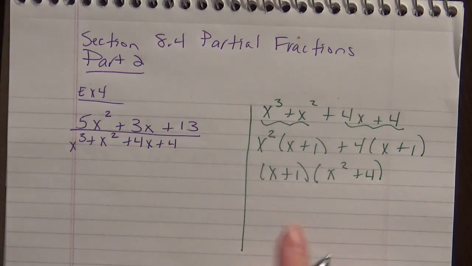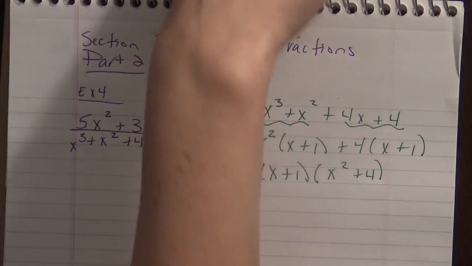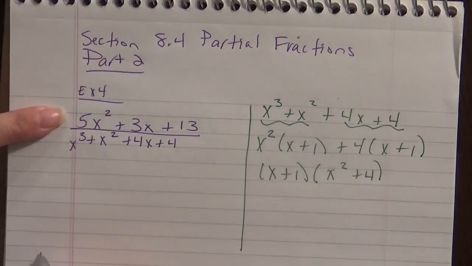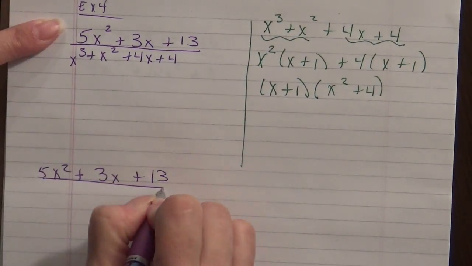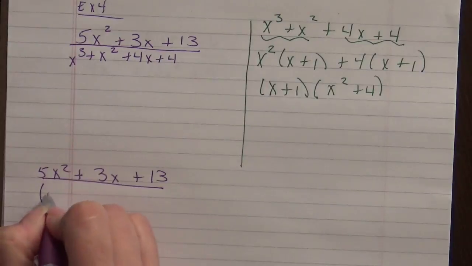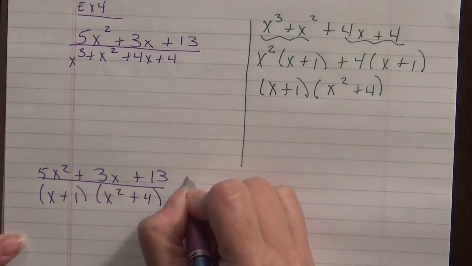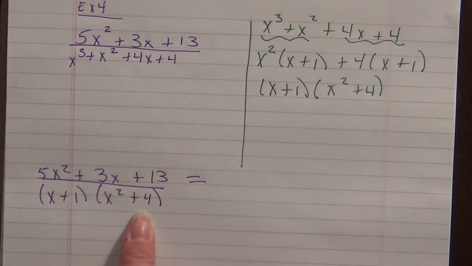So we can now replace the denominator with the factored form, giving us 5x squared plus 3x plus 13, and then the denominator is going to be x plus 1 times x squared plus 4 equals. We have factored our denominator as far as possible. The x squared plus 4 is a sum of squares, so that's not going to factor any further.